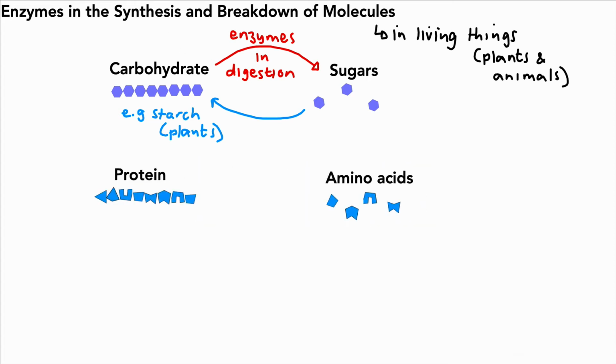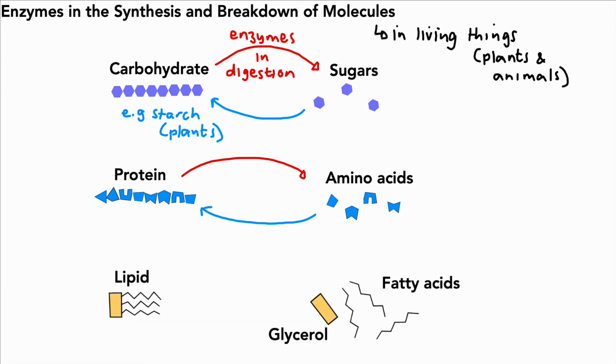Another example is protein being broken down into amino acids. Again, that would be in digestion, but we can also have amino acids that are actually built up again into different types of protein that the body might need. That's again in plants and animals.